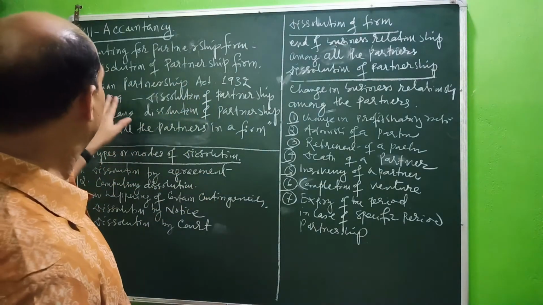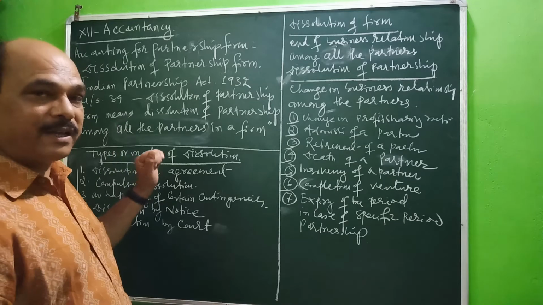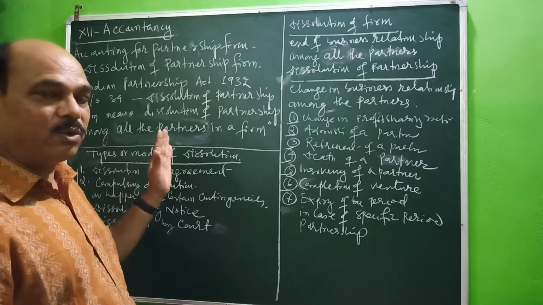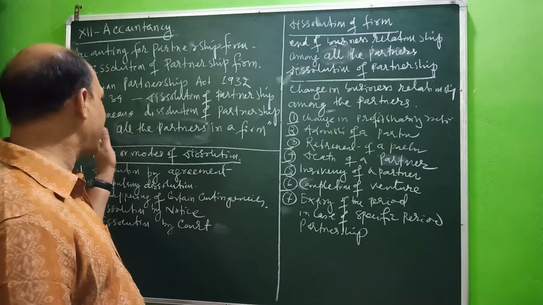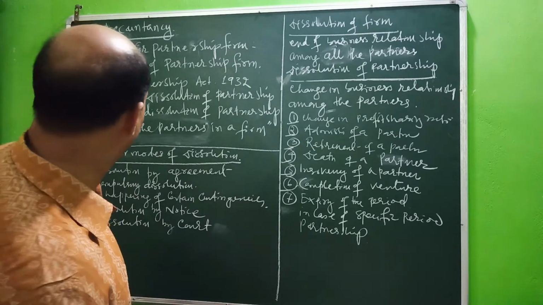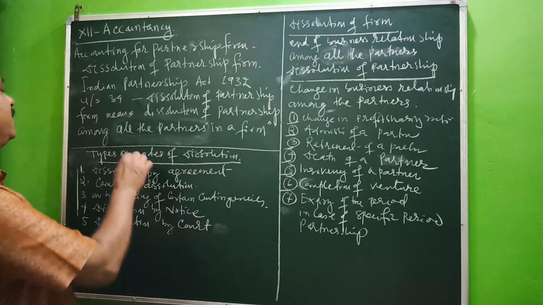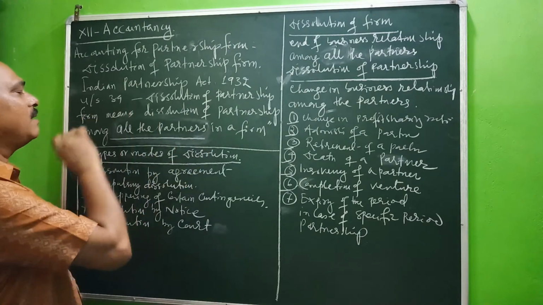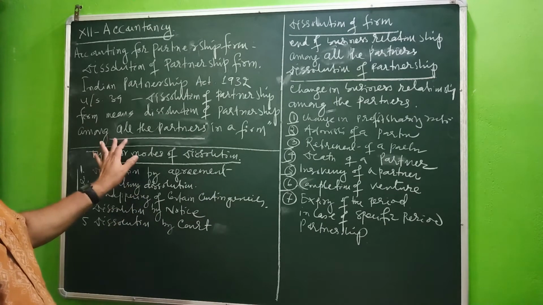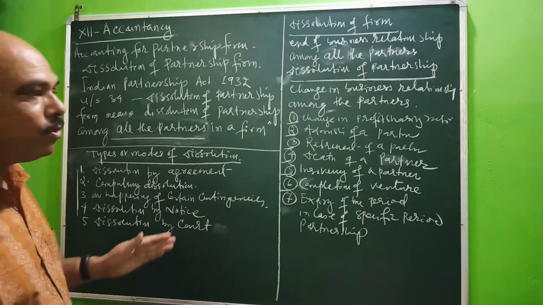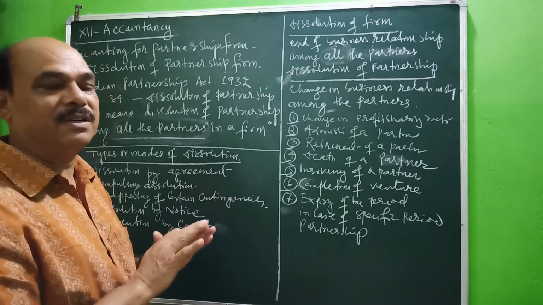Let us first know what is dissolution of partnership firm. As per the Indian Partnership Act 1932, under section 39, dissolution of partnership firm means dissolution of partnership among all the partners in a firm. I am underlining the words all the partners. That means there will not be any relationship existing after dissolution.